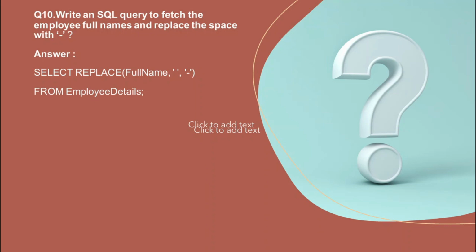Its syntax is: first the column name. From the employee detail table we have a full name, so that is the column name. We have to find the spaces and replace the spaces with an underscore, with a dash. So this way it will replace the spaces with hyphen. Okay friends, it's very simple.